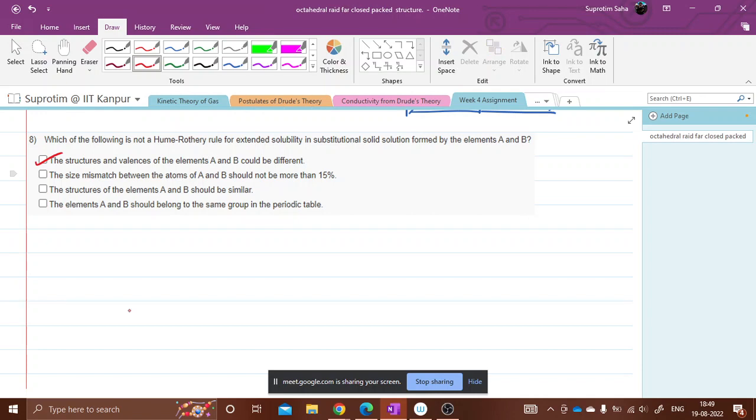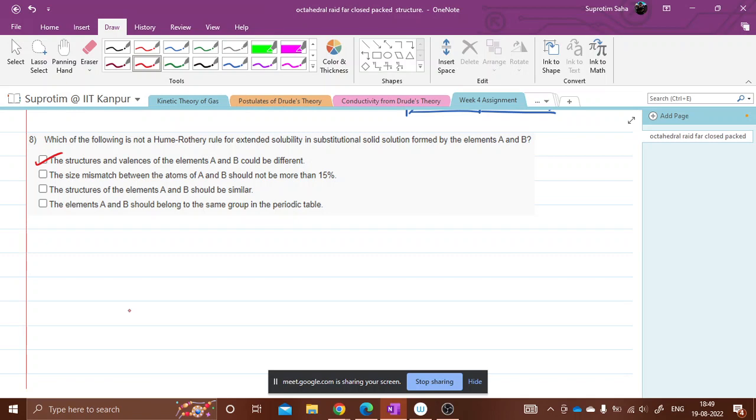The size mismatch between the atoms of A and B should not be more than 15%. This is a correct statement, so this will not be the answer. The structure of the elements A and B should be similar. This is also correct. And the elements A and B should belong to the same group in the periodic table? Not necessary. It can also belong to the same row of the periodic table.